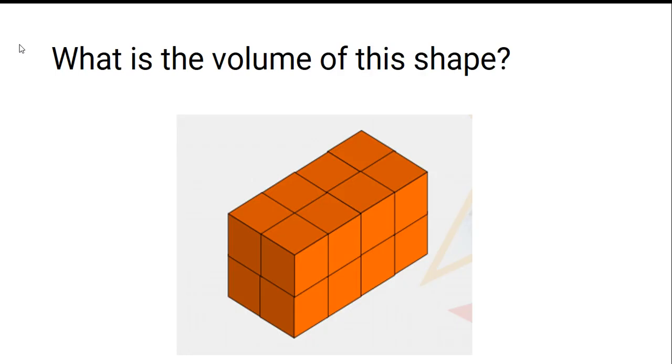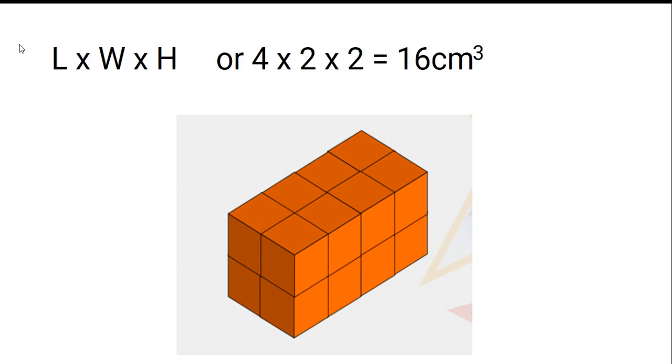So a final quick check. What's the volume of the shape? Do you remember what the formula was? It was length times width times height. The length is 4, the width is 2, the height is 2. 4 times 2 is 8, times 2 is 16. And a reminder that volume is measured in metres or centimetres or kilometres that are cubed, the 3 dimension. So the volume of the shape is 16 centimetres cubed.